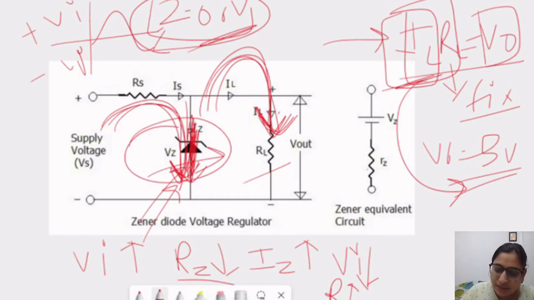Now in this circuit, you can clearly see what is happening. When high current is coming, it flows towards the diode, and at the output the IL RL ratio is constant. And when low current is coming, the resistance is increasing, so less current is flowing towards the diode. So the IL RL ratio is constant here. This is the process of how voltage is regulated at the output with the help of the Zener diode.